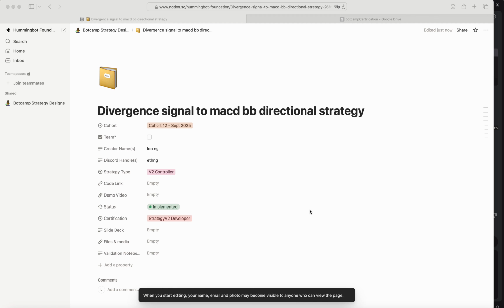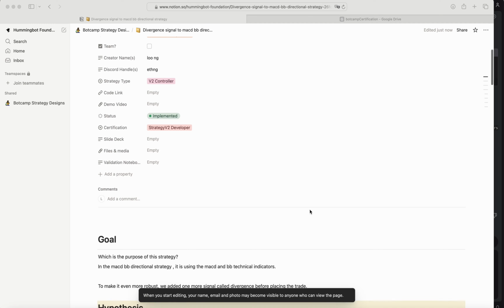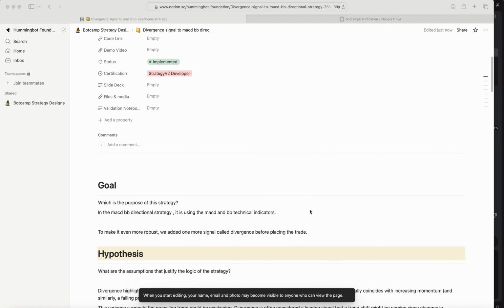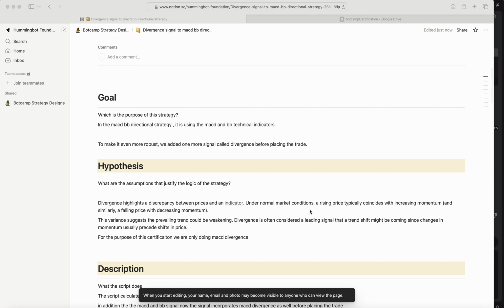So my strategy is to calculate a divergence signal in addition to the MACD and BB for a directional strategy. The purpose of the strategy is to make the MACD-BB strategy more robust because we will be adding this divergence signal as well. So the hypothesis is that divergence will probably add a more robust indicator to the direction of the price action.